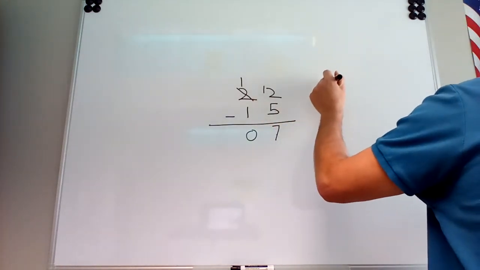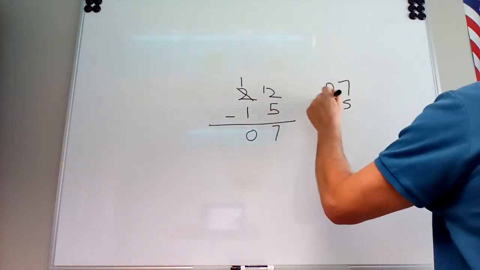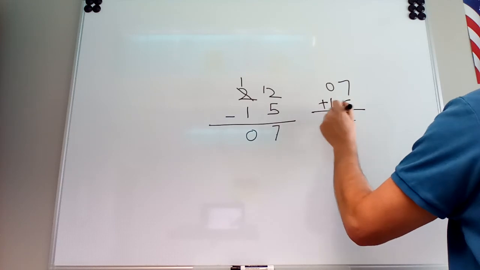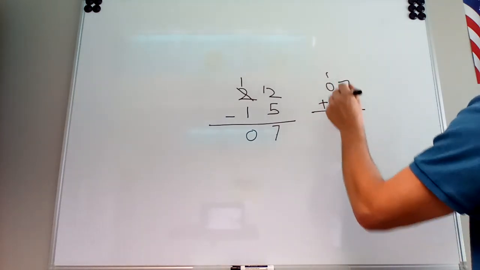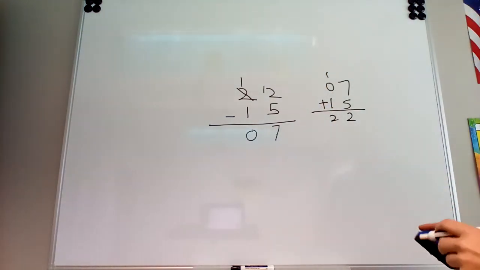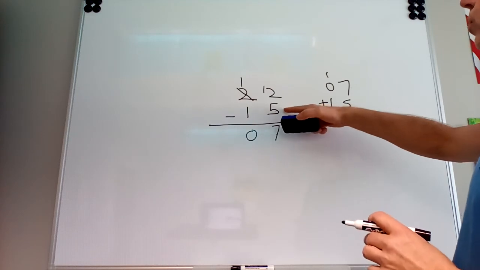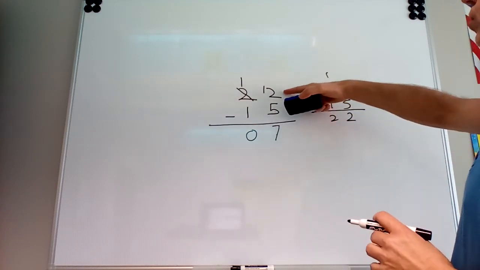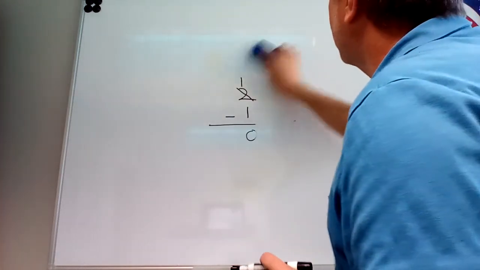If I take 07, which is my answer, and 15, and I add it, then that's going to give me 22. 7 plus 5 is 12. I put my 2, I carry the 1. 1 plus 1 is 2, 22. So that's how you can check to see if your subtraction problem is right. If your answer plus what you subtracted equals the top number, then you're doing it correctly. So let's do a couple more problems like that.